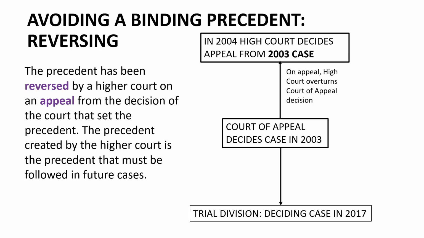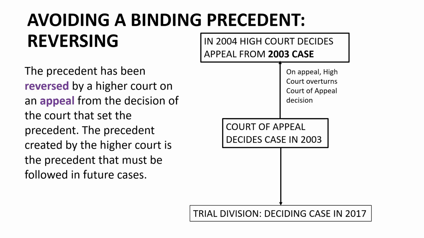This is called an appeal. In this case, the High Court is the next highest court above the Court of Appeal, and so a party that is dissatisfied with a decision by the Court of Appeal can appeal that decision to, that is, have that decision reviewed by, the High Court.